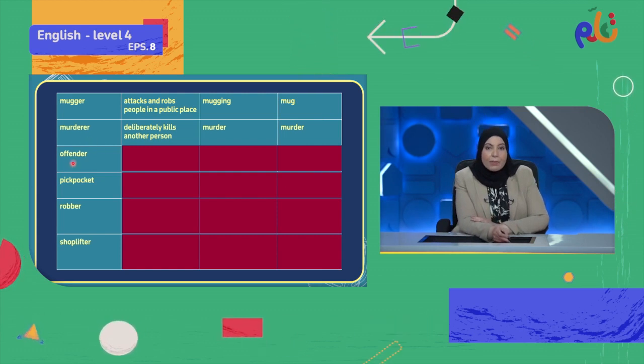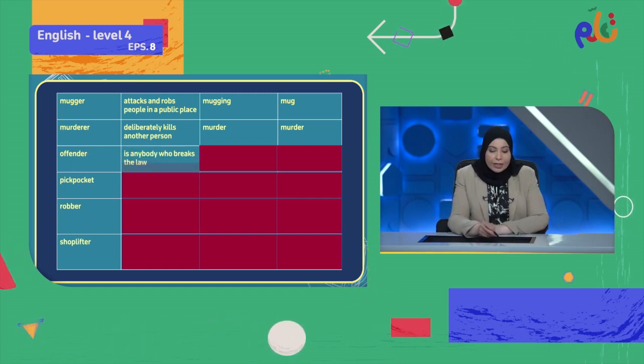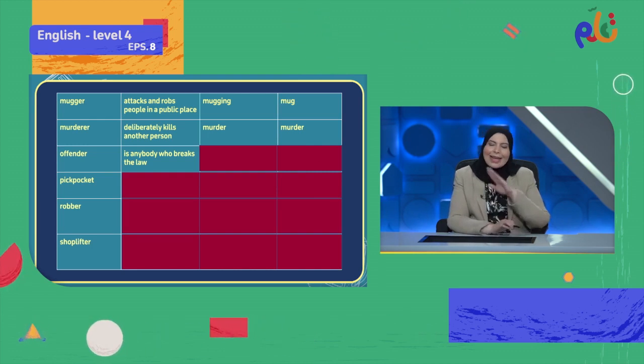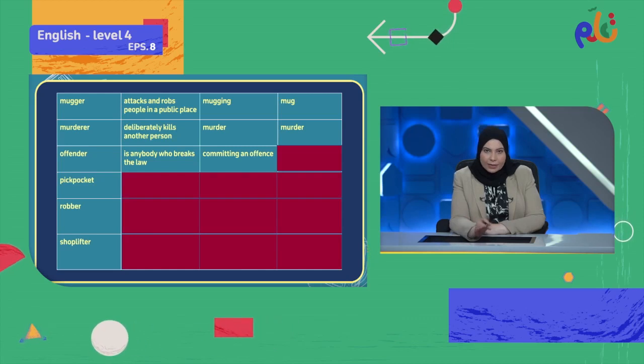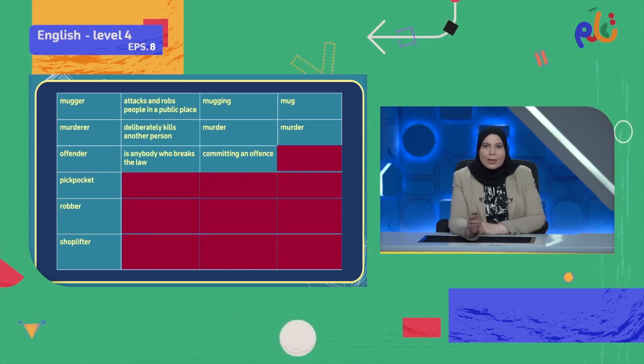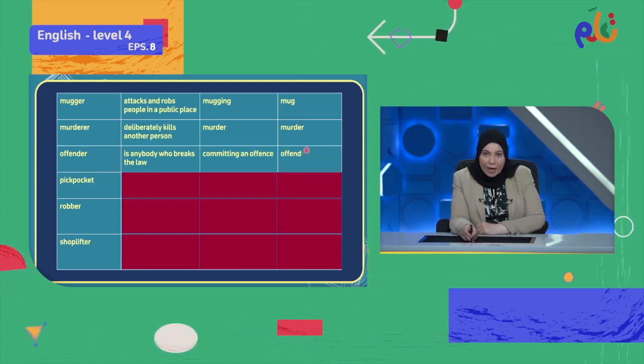And then the criminal is called an offender. An offender is anybody who breaks any law. So if we're talking about all the criminals, they are all offenders. So the offender is the person who breaks the law by doing anything wrong, even if we're talking about speed driving. So this is called an offender. The crime is committing an offense. So if we're talking about the name of the crime, it's committing an offense. And the verb is offend.